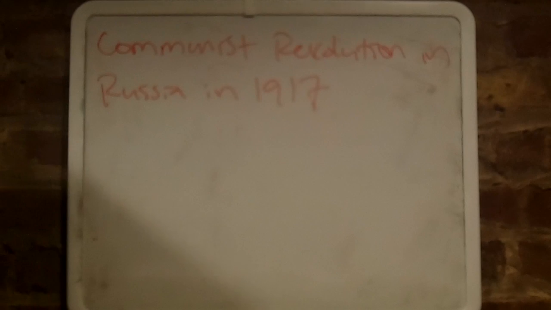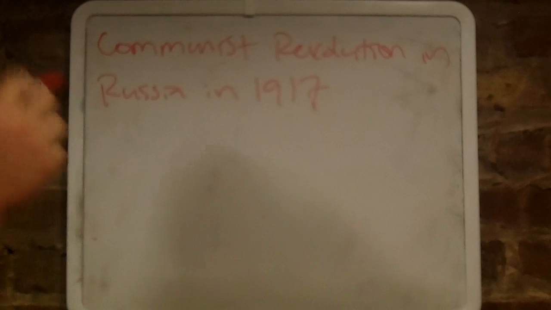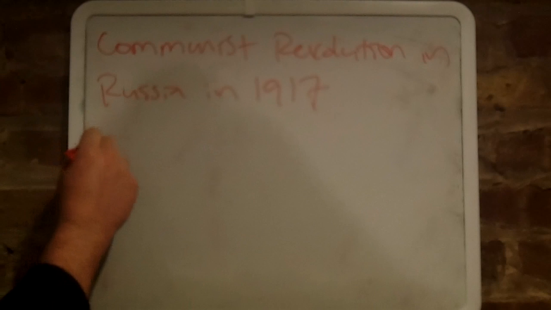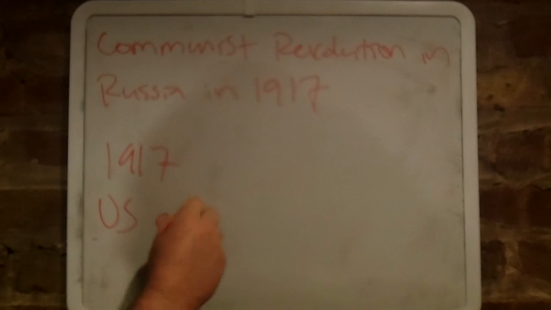And the Communist Revolution in Russia ended up being a big bloody mess. Much repression, starvation, suffering, millions upon millions of deaths as a result of it. And it's all a very interesting history, but I'm not going to get too much into it there. And also another thing that happened in 1917 was the U.S. entered World War I on the side of Britain and France.